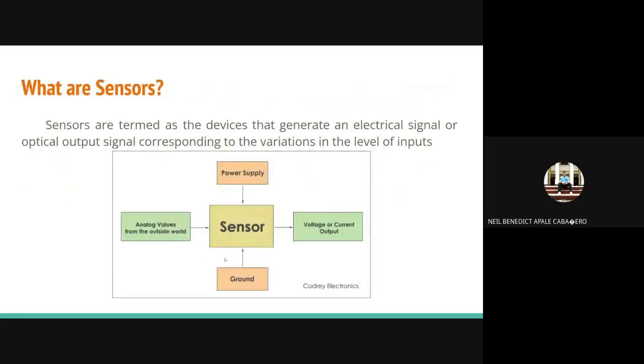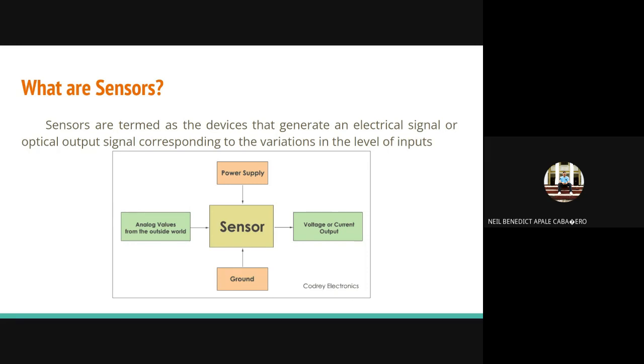So first, what are sensors? So sensors are termed as the devices that generate an electrical signal or optical output signal corresponding to the variations in the level of inputs. So it is usually a module or chip that observes the changes happening in the physical world and sends the feedback to the microcontroller or microprocessor. So shown here is a simple block diagram of a sensor.